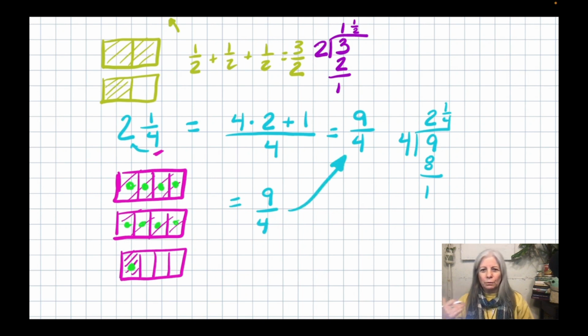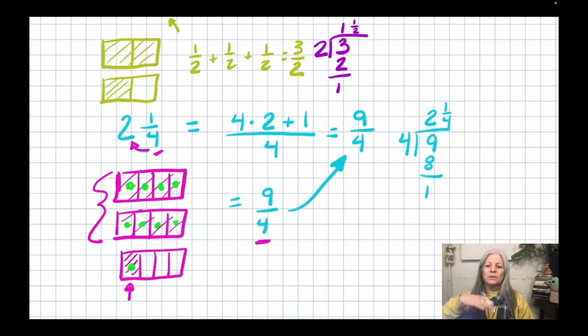So if you can kind of visualize and see this, it can help you to remember how to do it. And really what we're doing is, if you notice back up here, we've got 2 times 4. That's this part right here. We've got 2 groups of 4. And then we're adding the 1 because we have 1/4 left over. And then we just keep that denominator. So that's why that little trick works.